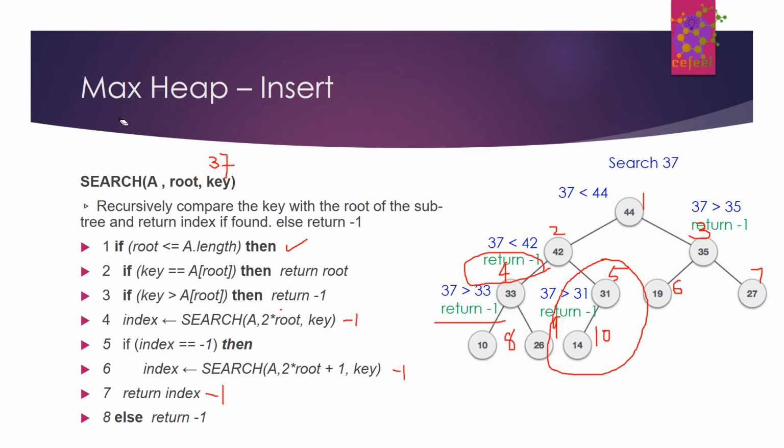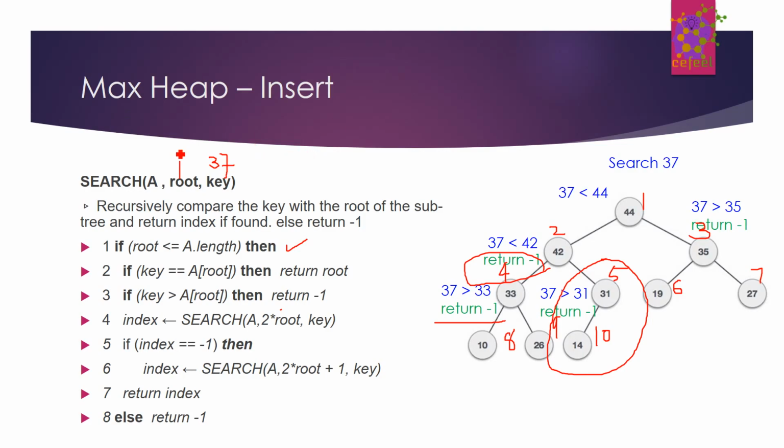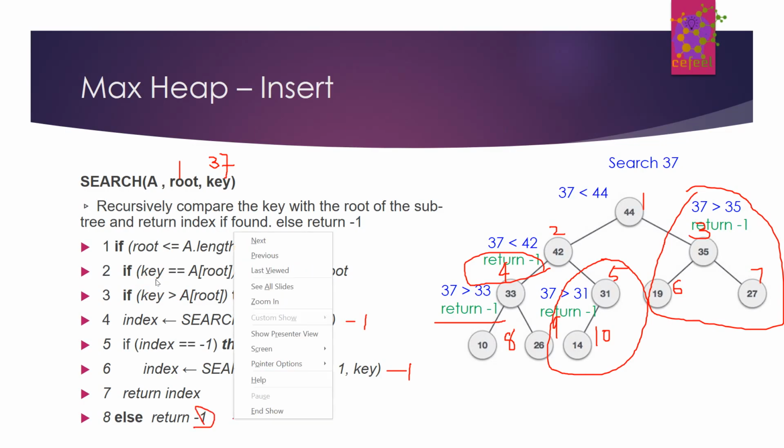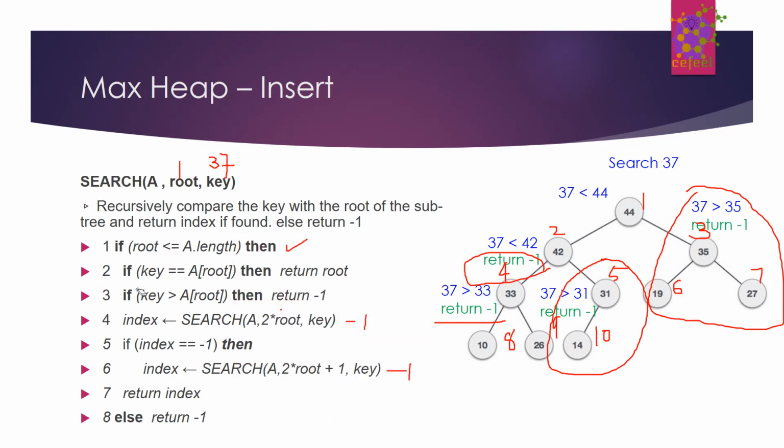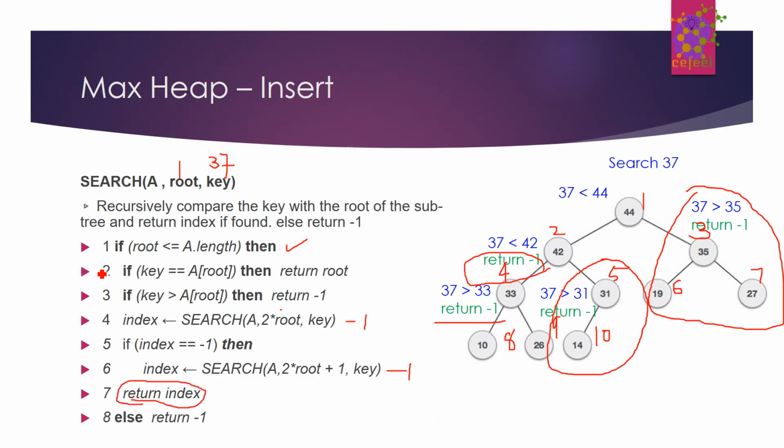So the first one is 1 here, and in this case the left subtree, which is the search, returned -1. So in this case we have to search the right subtree. Now the right subtree will be this side, and in the right subtree what will happen is 37 will be compared with 35, and 37 will be greater than 35, and hence there is no need to continue further. So even this search will return -1, and finally we will return -1 out of the whole procedure.